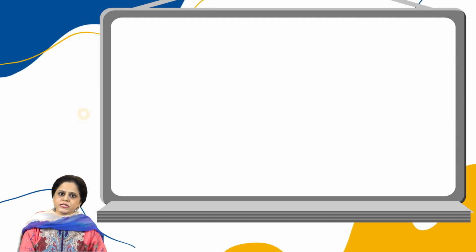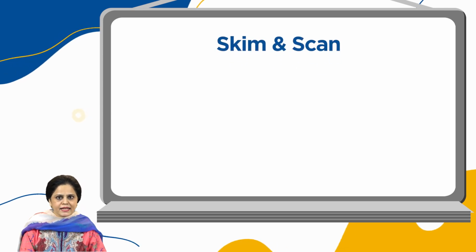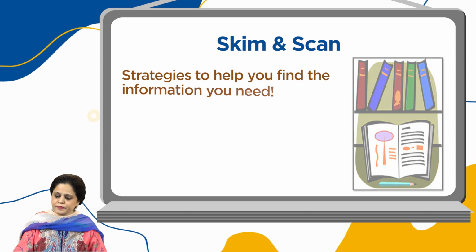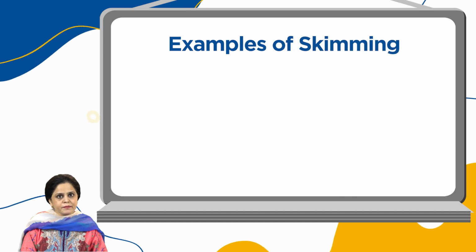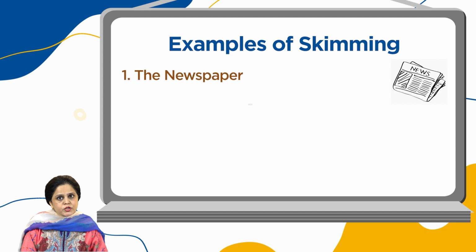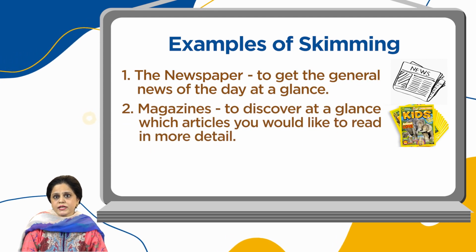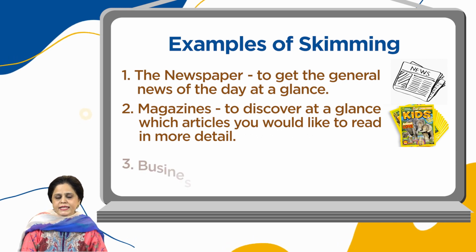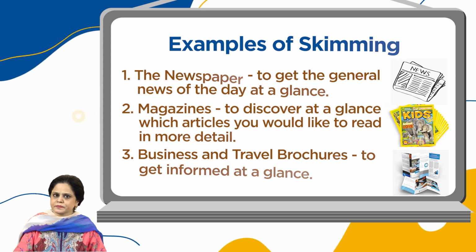Now I'm going to discuss the two most important reading strategies with you, skimming and scanning. These strategies help you find the information you need. I would begin with some of the examples of skimming. The newspaper. Now, how are we going to skim it? To get the general news of the day at a glance, then magazines to discover at a glance which articles you would like to read in more detail, and then business and travel brochures to get informed at a glance.